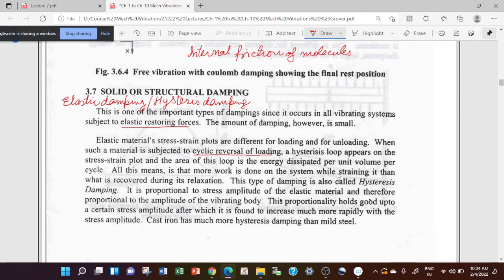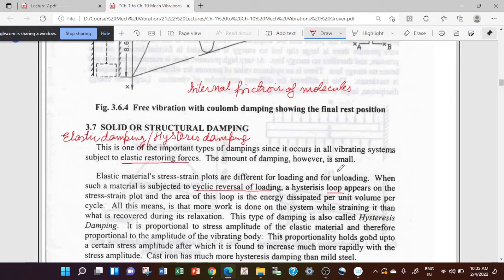then a loop will appear on the stress strain curve. So if I draw a stress strain curve for an elastic body subjected to some dynamic stresses or fluctuating stresses, then you will have this type of loop here. This is the loading of the material and this is the unloading of the material or relaxation.